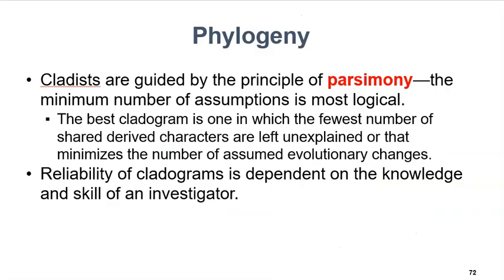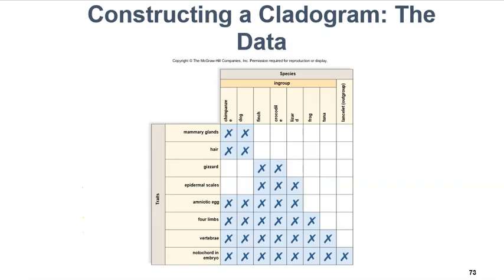Clades are often guided by the principle of parsimony, which means the minimum number of assumptions. Simplest is best. So the best cladogram is one in which the fewest number of shared derived characters are left unexplained. So you could draw this multiple different ways. But why don't you go ahead and practice this.